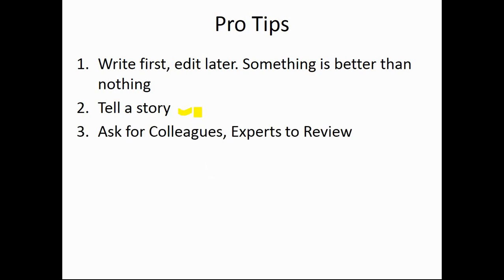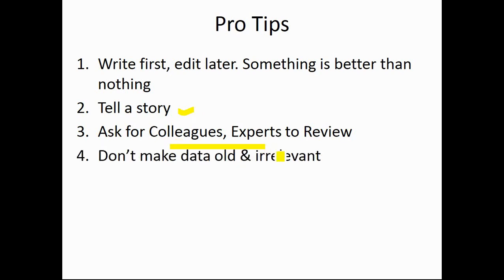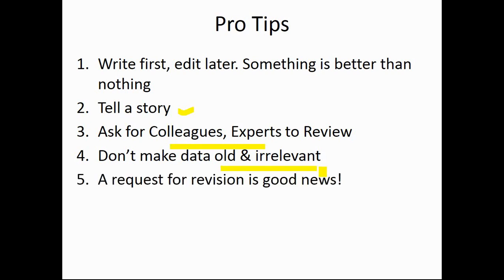The third tip is to ask your colleagues or experts to review. Don't hesitate to ask colleagues or experts to review. If they give a really wonderful review, then you can offer authorship. In return, later they can also offer authorship. That should happen for a better paper. Then don't make the data old and irrelevant. Don't keep data on your own table without getting it published, which makes the data old and irrelevant to the scientific world.